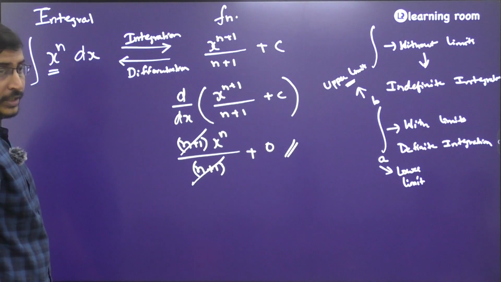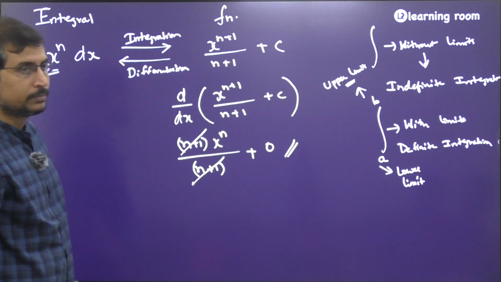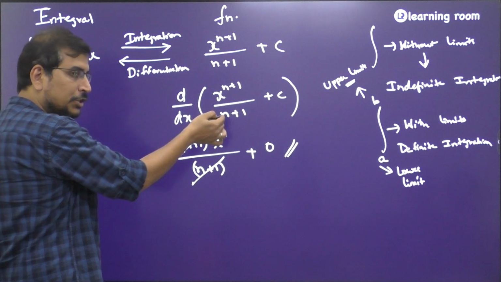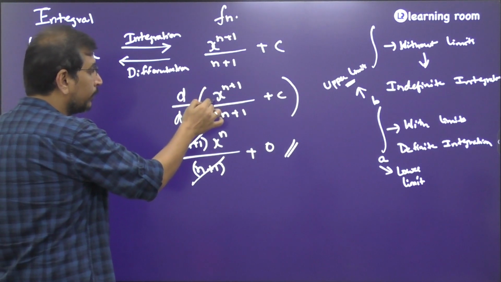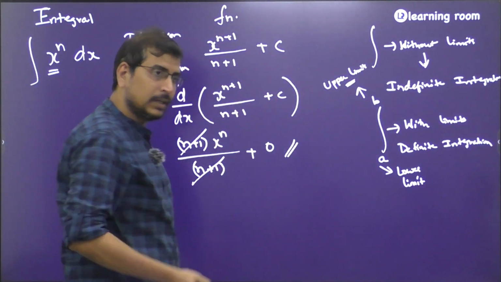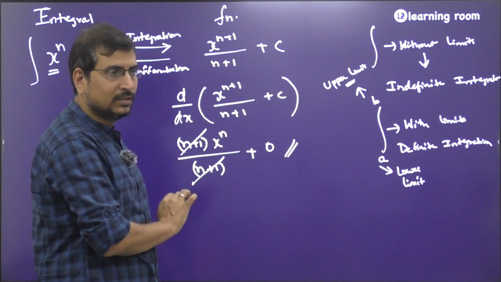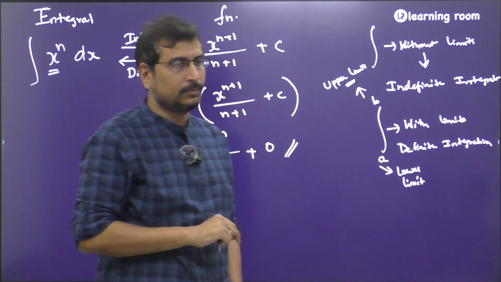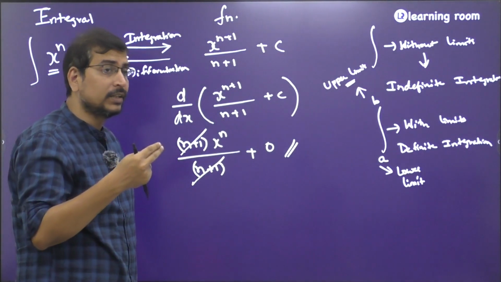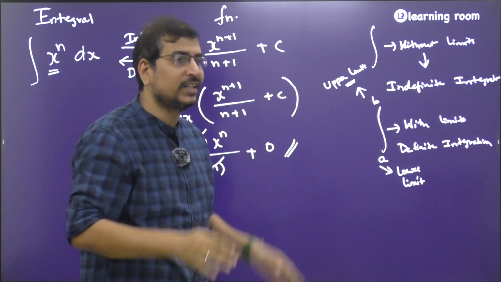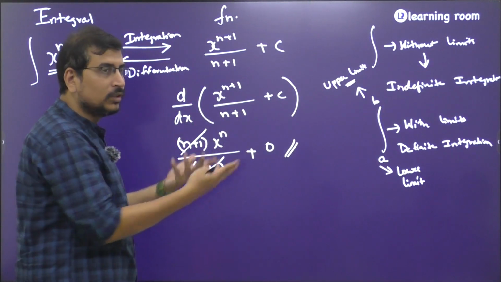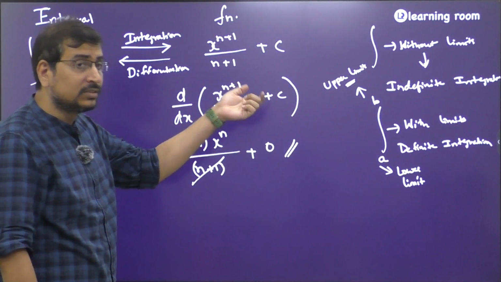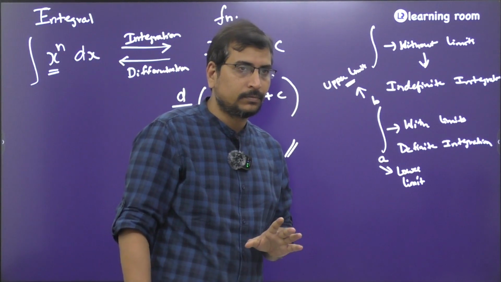You need to add the constant because we don't know the limits. Meaning, if I differentiate this function also, I am getting x power n. If I differentiate x power n plus 1 by n plus 1 plus 1, I'll get the same answer. Plus 2, I'll get the same answer. So unless you know what the variable is that is getting added, you should not leave that constant. You leave that constant only in the case of definite integrals, because you know the limits between which you are integrating. Whereas here you don't know the limits, it can be any function. So that is the reason why we add a constant, we don't multiply a constant.